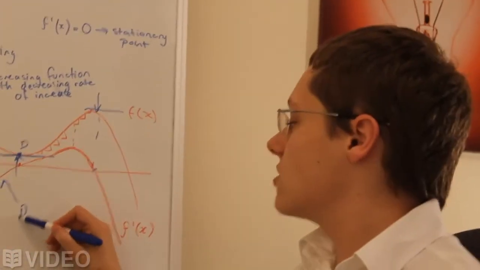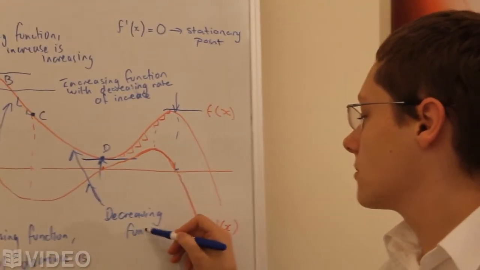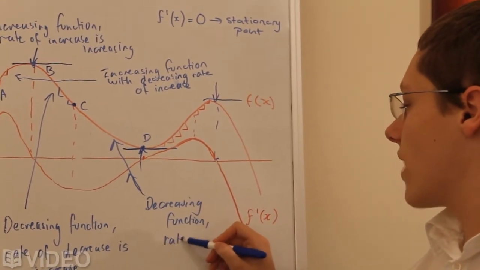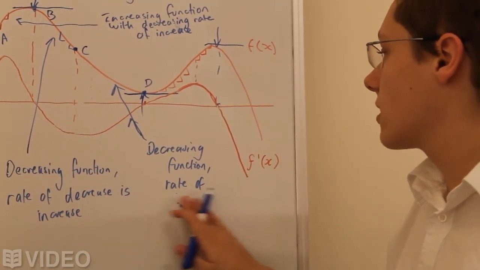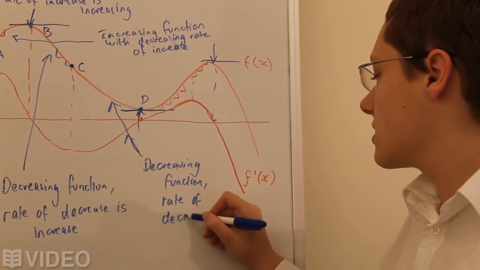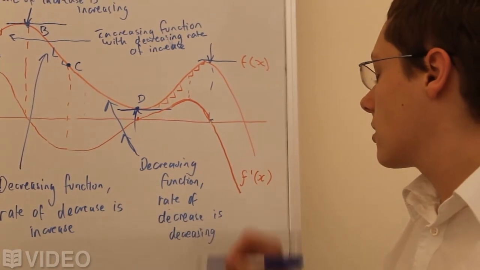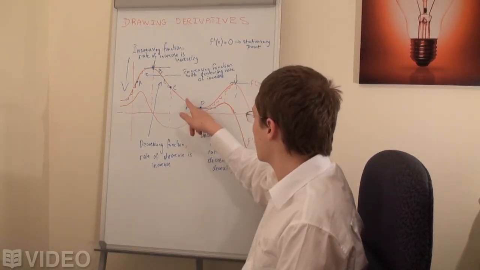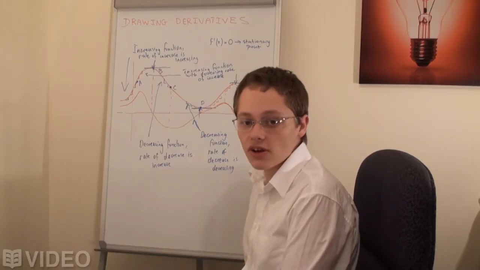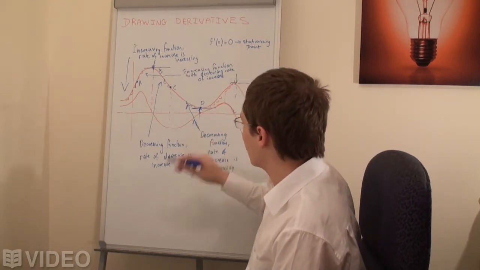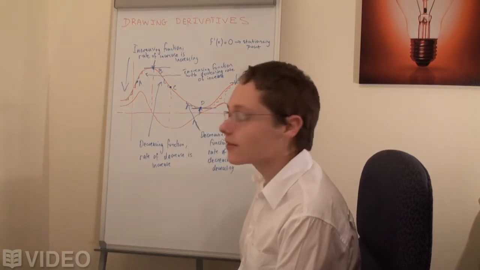And then we have a decreasing function for the original function, and the rate of decrease is decreasing. And that means that we're starting to get something that's actually getting back to a slope of 0 because the rate of decrease is decreasing. Hence, that is reflected in our derivative, because it's heading back towards the positive quadrant, it's becoming less negative.